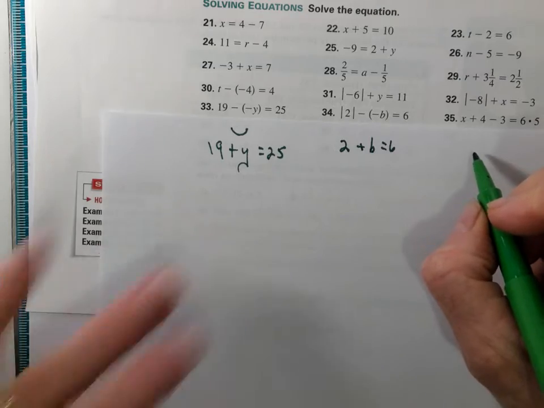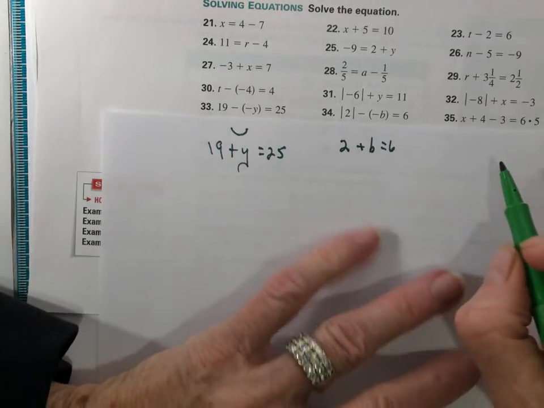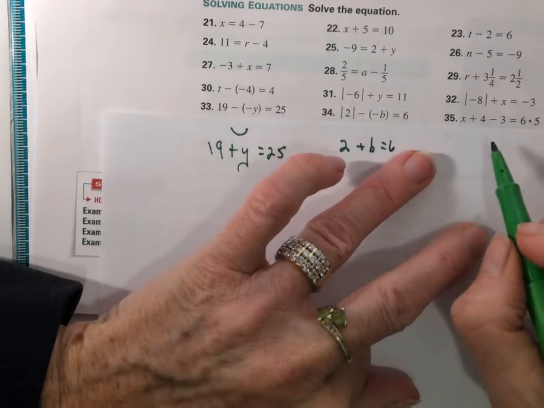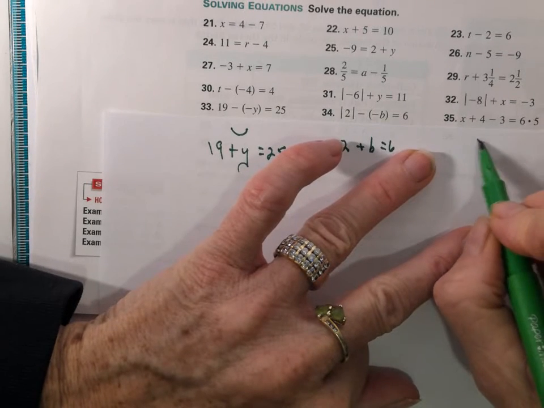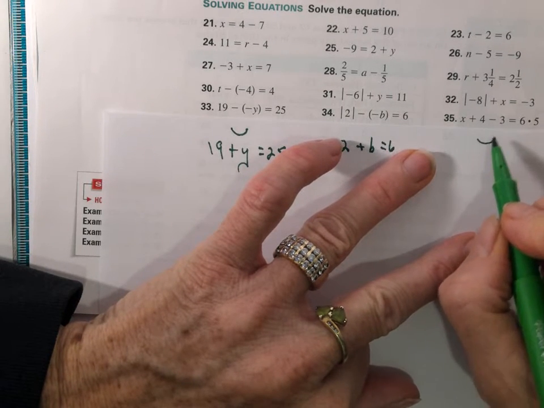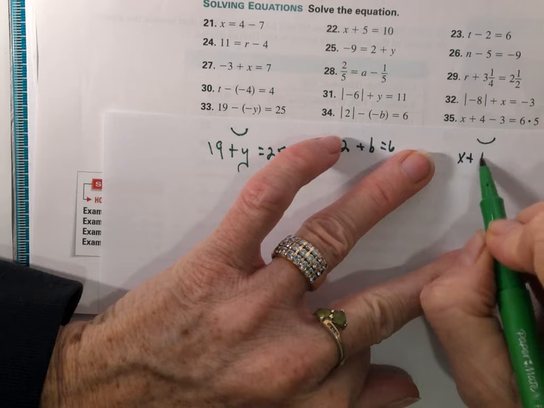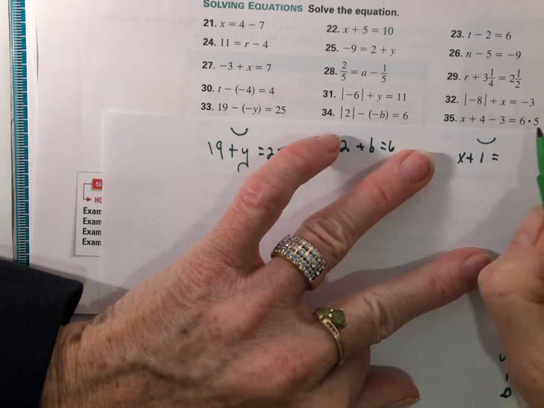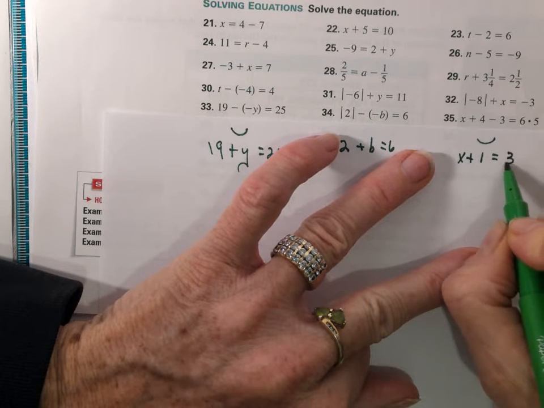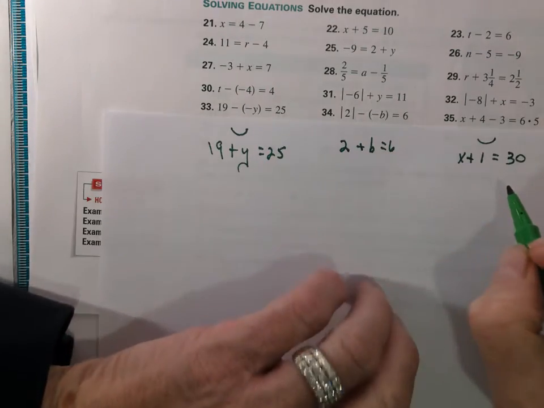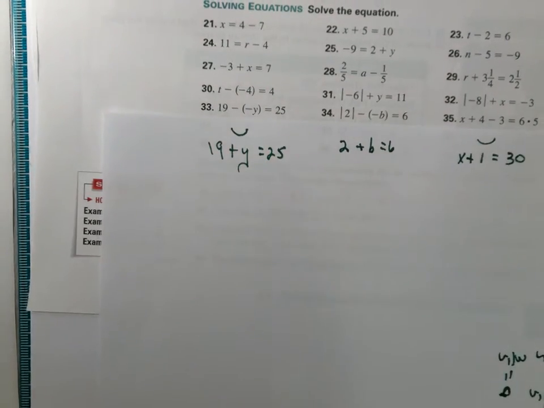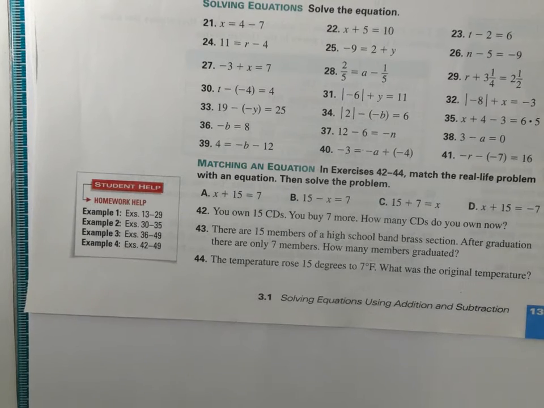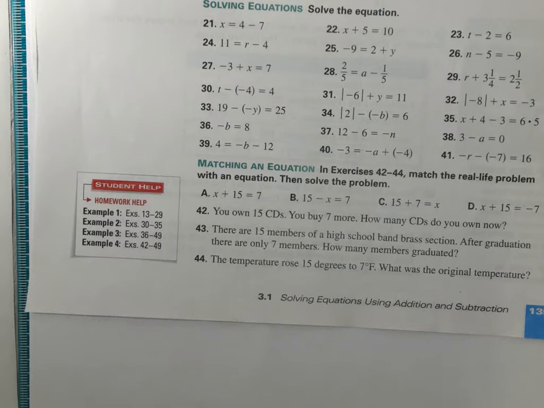Now here, for number 35, you just have to combine your like terms, which is your numbers, okay? So positive 4 and a negative 3 is 1. So you really have x plus 1 on this side equals, and then we're just going to do the 6 times 5, which is 30. Then we have a nice, easy equation to solve, okay? I hate to use the word easy, but a simpler equation to solve, right? All right, so that takes care of those, and basically the same thing for the others.